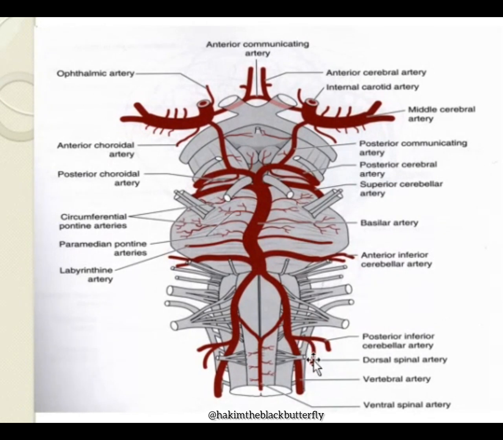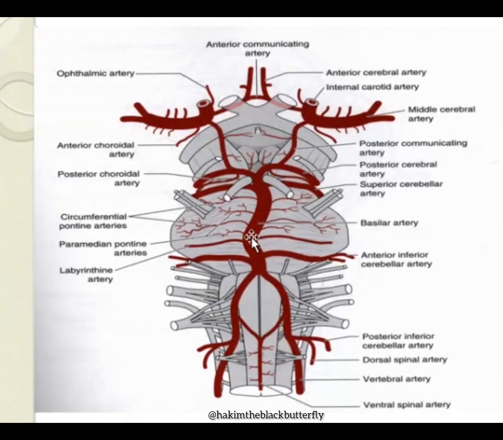and the posterior part of the medulla oblongata and the spinal cord will be supplied by these dorsal or posterior spinal arteries. So we have seen our vertebral arteries giving off the posterior inferior cerebellar arteries and the anterior spinal arteries. When the vertebral arteries reach the pontomedullary junction, the junction between the pons and the medulla, they join. When they join, they form what we call the basilar artery.